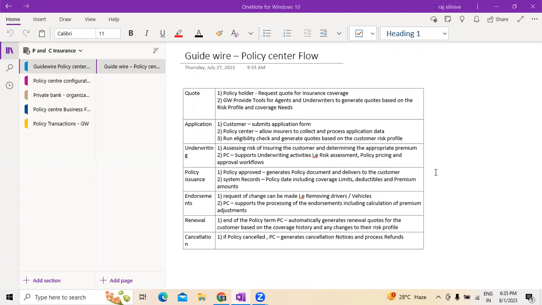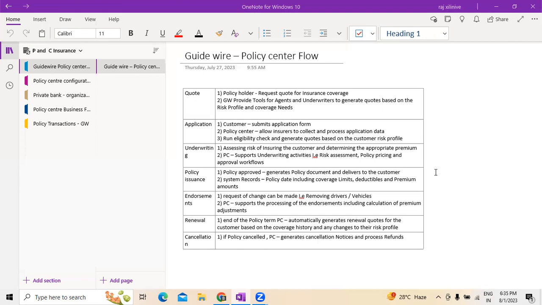This is essentially important for people who want to get into the insurance domain. At the same time, it is essentially important for people who want to move towards property and casualty insurance and gain knowledge and exposure towards Guidewire. So this is what this video is about.